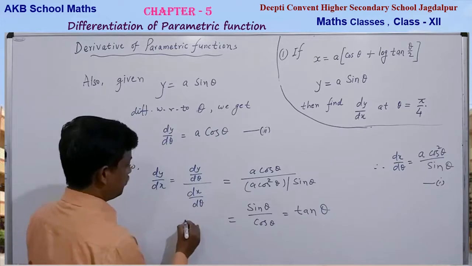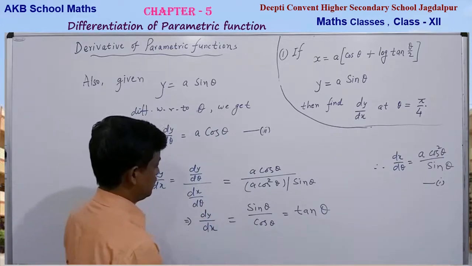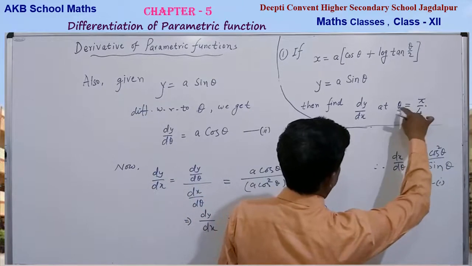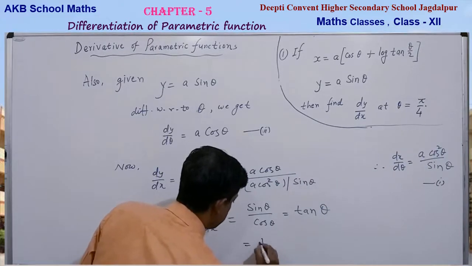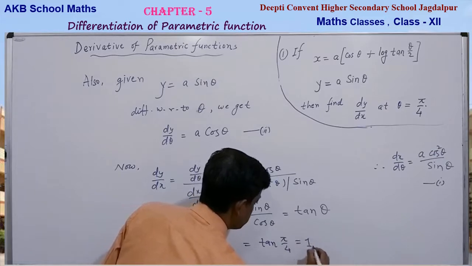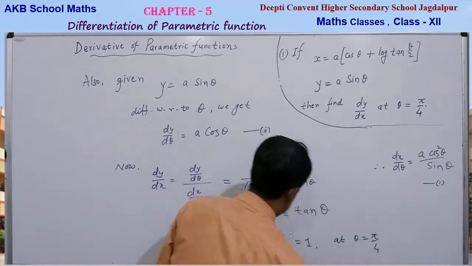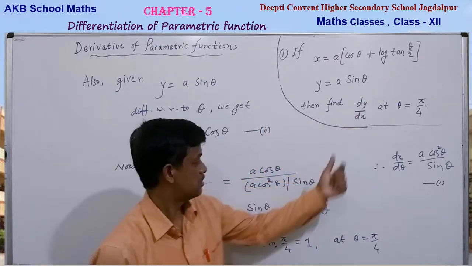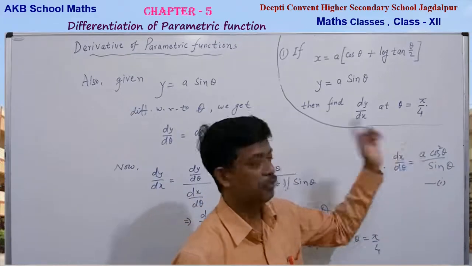This equals tan of theta. Okay, so we have just like this, dy by dx is equal to tan theta. Now at theta equals pi by 4, tan of theta में theta की जगह pi by 4 रख देना, equals 1. So the derivative dy by dx is equal to 1 at theta equals pi by 4.